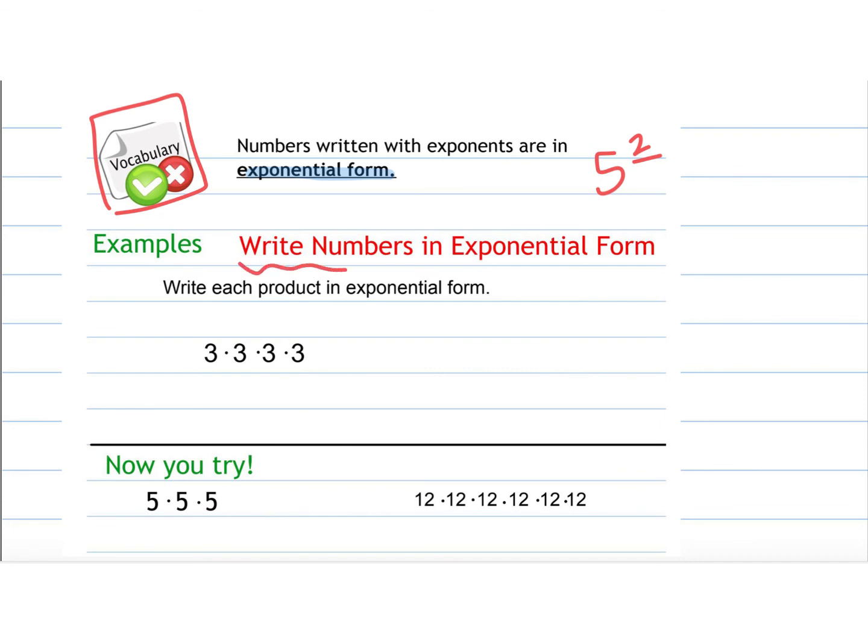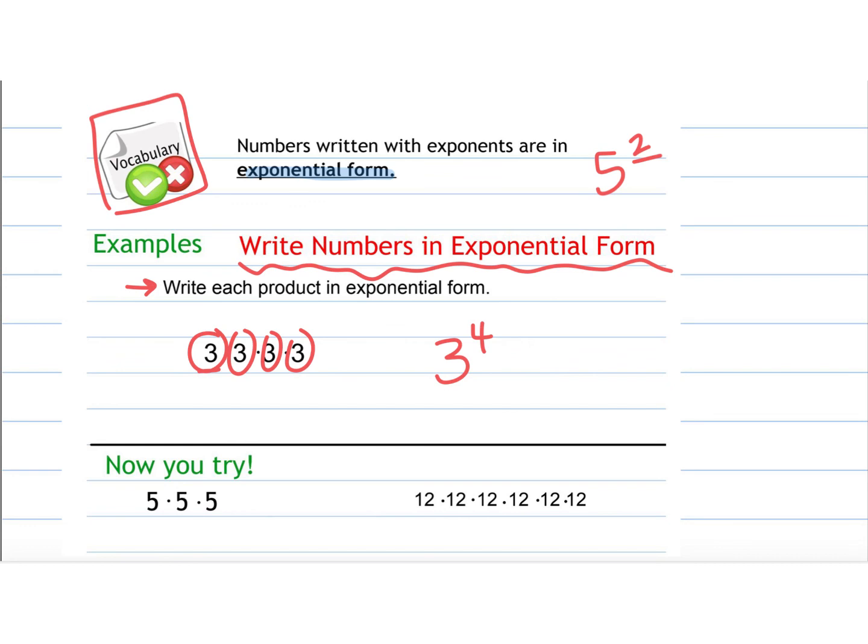So another subheading, write numbers in exponential form. Write each product in exponential form. So we're kind of going backwards. Now we have the number written out in expanded form, and we're going to write it with exponents. So our base is the number that's being multiplied, which in this case is 3. And to figure out our exponent, we see, okay, how many times is it being multiplied? 1, 2, 3, 4. So that would be 3 to the power of 4.